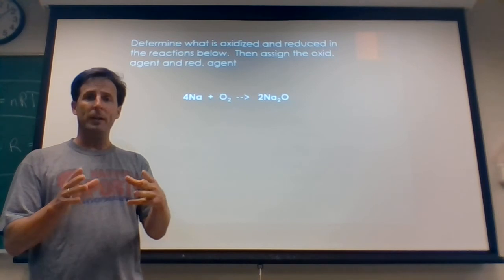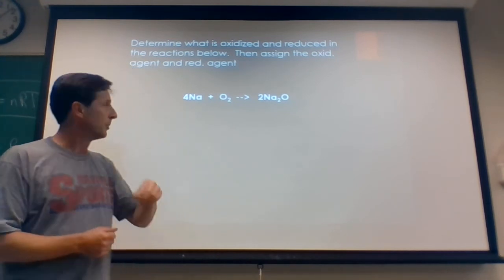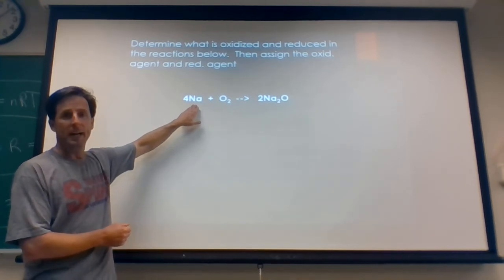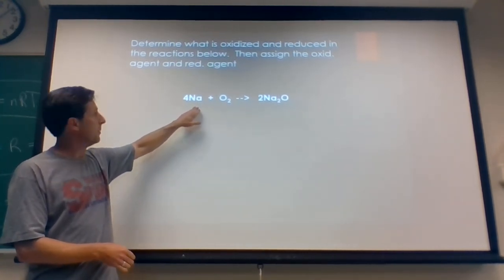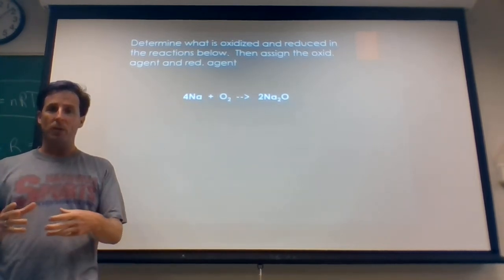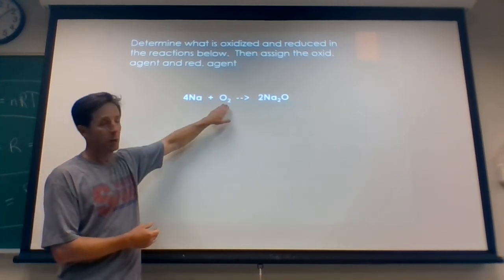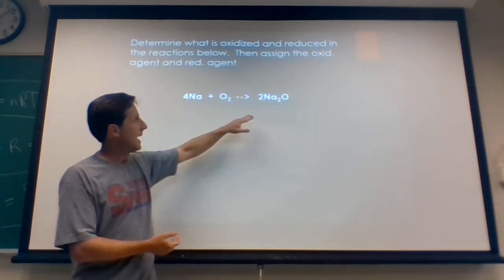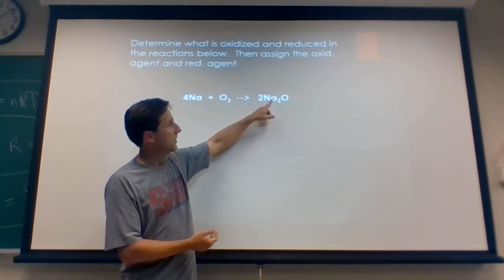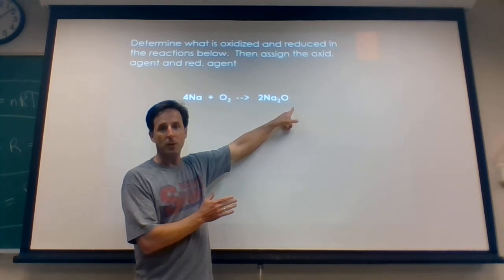Anytime I have an element in its pure form, if it doesn't have a charge labeled, like this Na, which is just regular sodium metal, in its normal elemental form with no charge, that means the charge is 0. So the oxidation number of sodium in this case is 0. This is elemental oxygen. Its charge is also 0. But when I put them together, they react. When I form this compound, the sodium is now going to have a +1 charge. The oxygen is going to have a -2 charge.